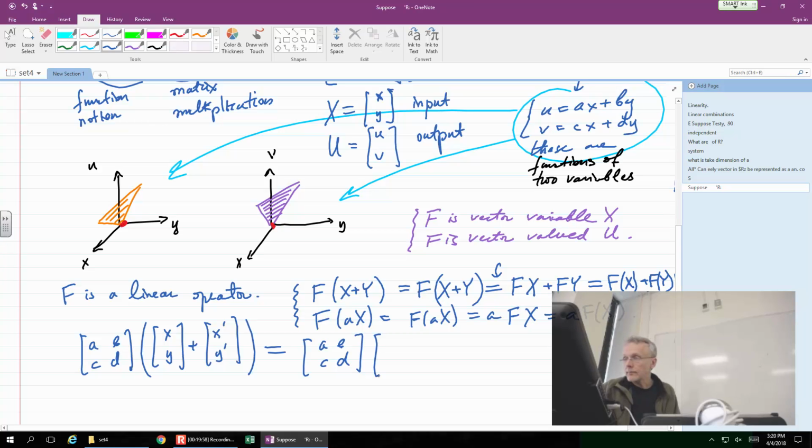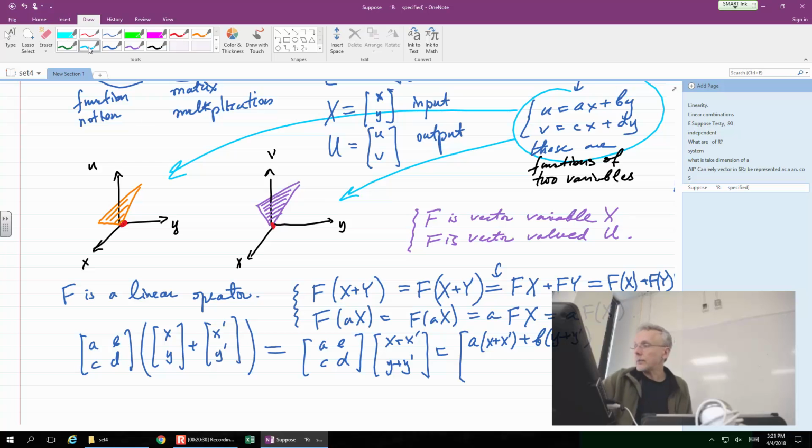No, I want to carry out the addition: x plus x prime and y plus y prime, right? Okay. Now I carry out matrix multiplication. So what do I get? What's the first entry? a(x plus x prime) plus b(y plus y prime), right?